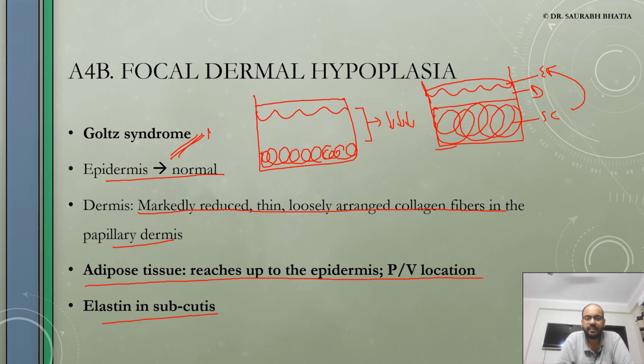The elastin fibers are seen in the subcutis. Now, elastin fibers, we know that majorly they're present in the dermis, but if the dermis is not properly formed, some of the fibers are also seen in the subcutis. So in Goltz syndrome, you see elastin in the subcutis, and this could be a good MCQ question. Let's move forward.